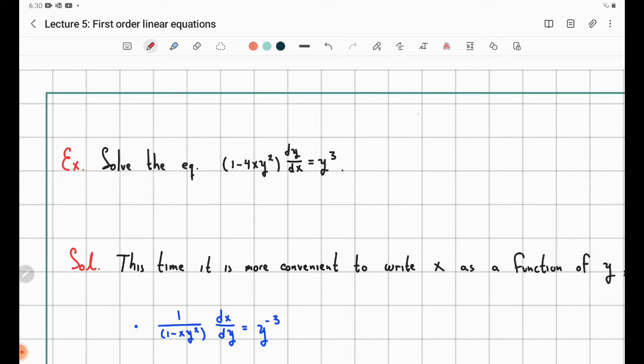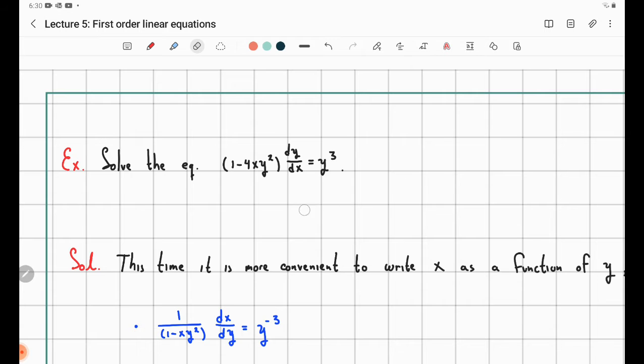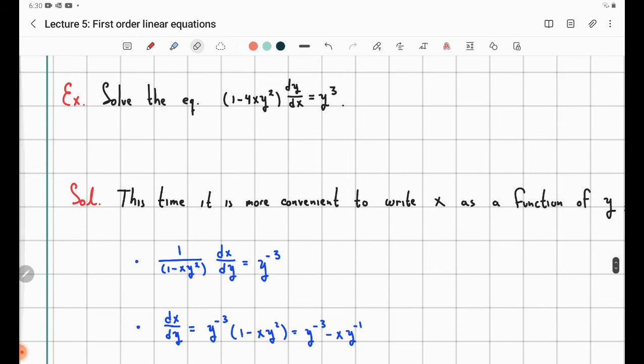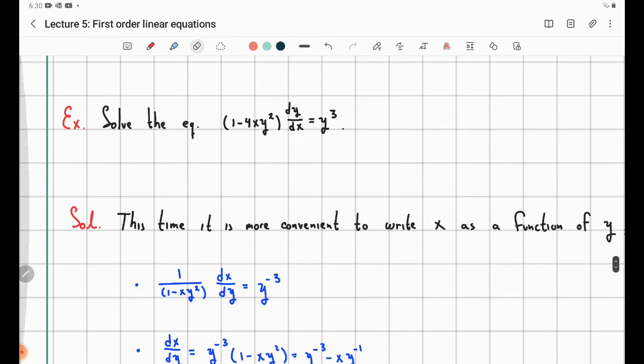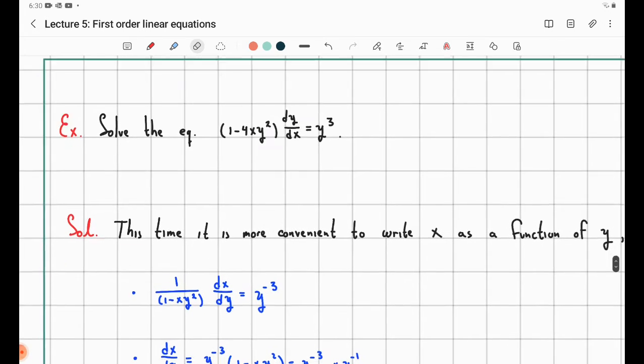I mean, if you think of x as a function of y, so that our derivatives now look like this, then this equation is in fact linear with respect to x and not with respect to y. In any case, this property of being linear with respect to x allows us to solve the equation explicitly. Let's see how this works.